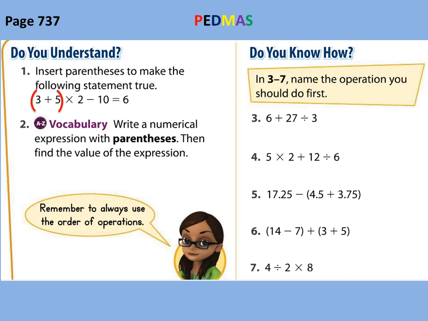So continue. As we said, 3 plus 5, it's 8. 8 times 2 is 16. Then subtract 16 minus 10, it's 6. Yes. So this is the correct answer.